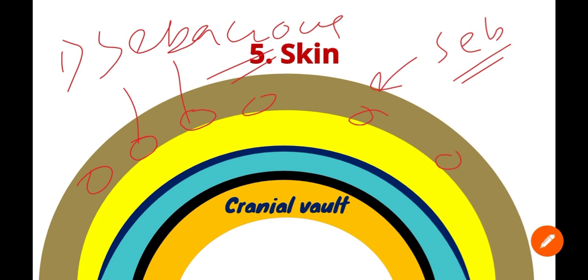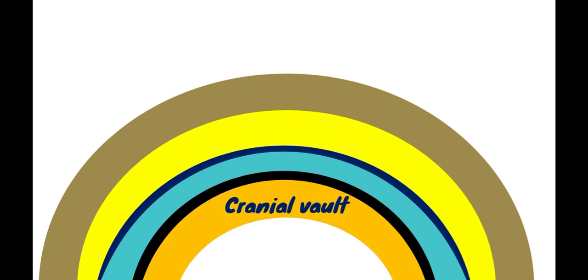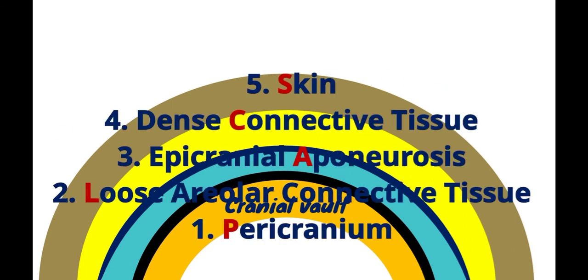So these are the 5 layers of the scalp, starting from above skin and last pericranium. So in a nutshell, all the 5 layers are skin, deep connective tissue, epicranial aponeurosis, loose areolar connective tissue, and pericranium.